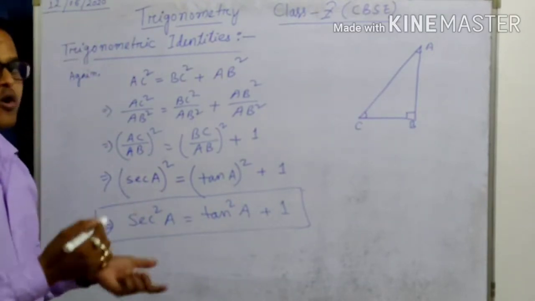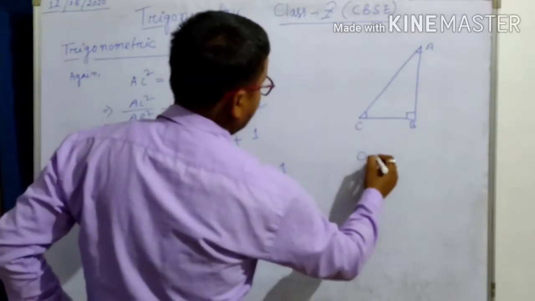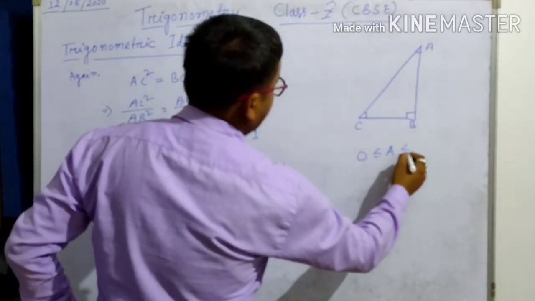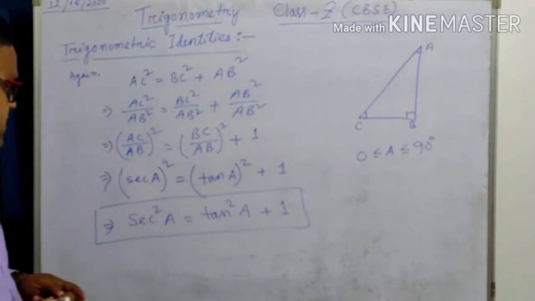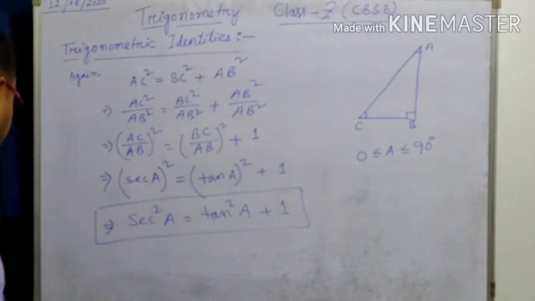This identity is true for all angles A with 0 less than or equal to A less than or equal to 90.